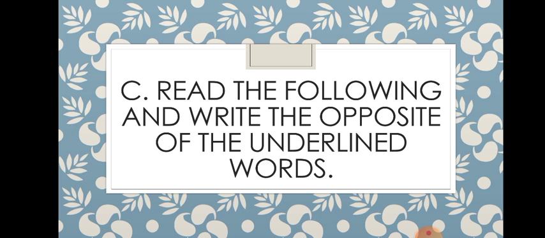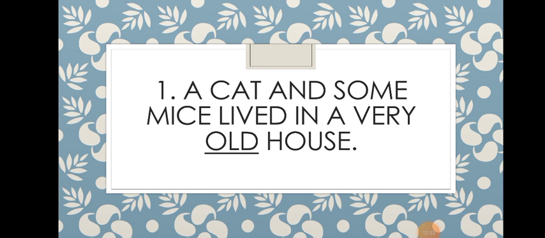Read the following and write the opposite of the underlined words. Okay, here in the sentences there are given some underlined words. You have to write the opposite of that particular underlined word. Okay, so here is our first question. A cat and some mice lived in a very old house. Here the underlined word is old.